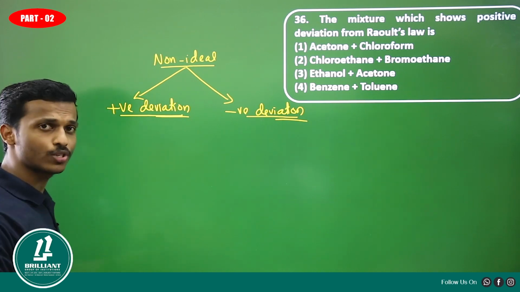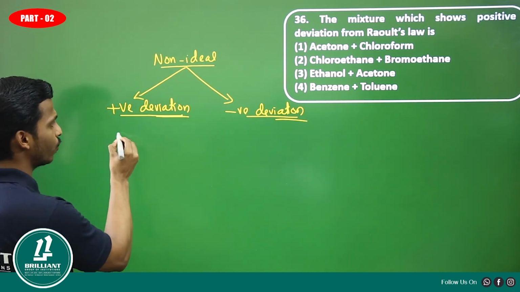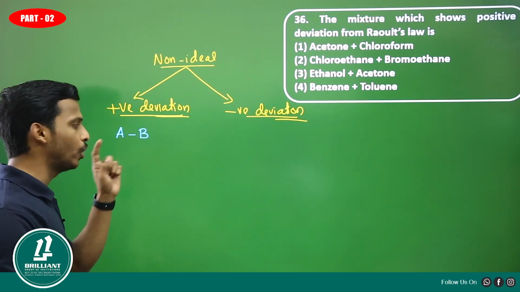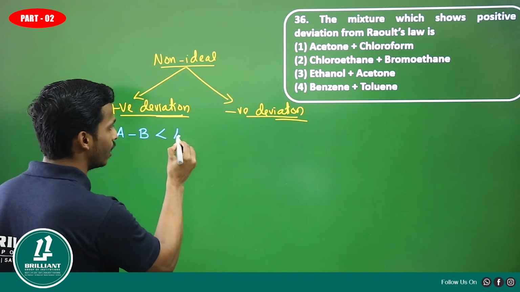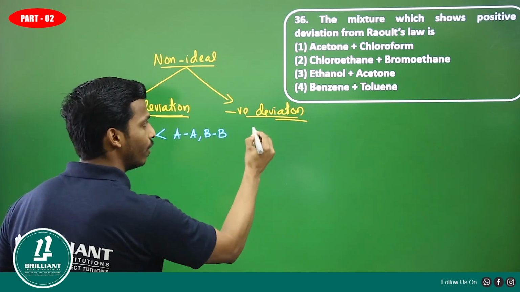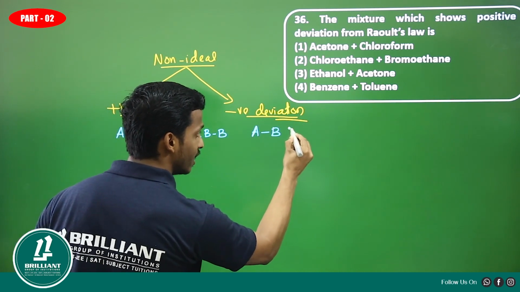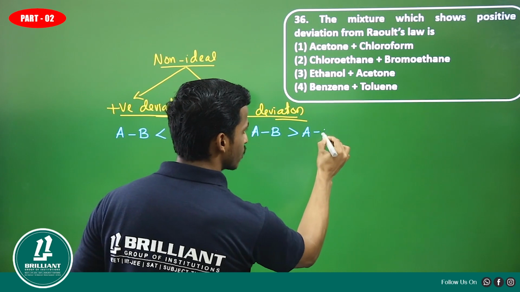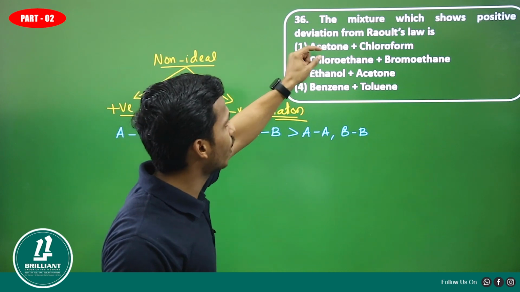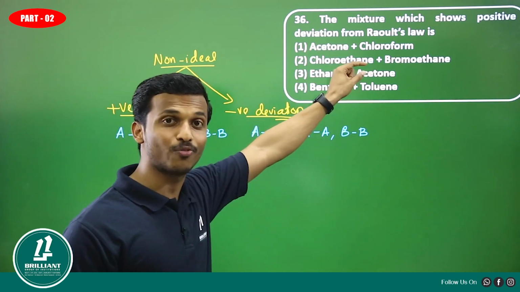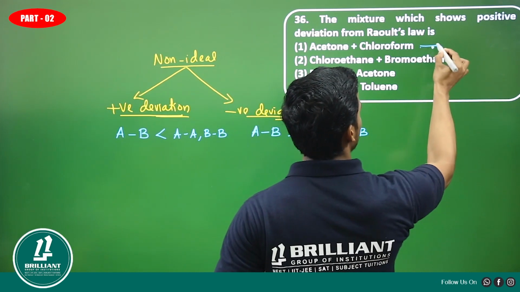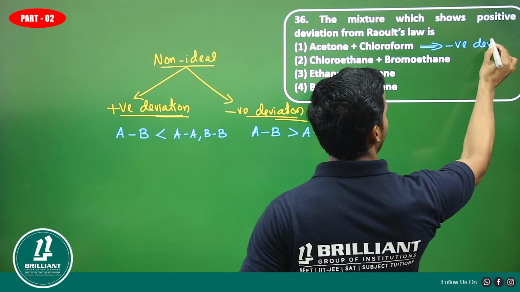In positive deviation, you studied a lot of examples. Positive deviation, what is the quantity, student? The A-B interaction. What is AB? Solvent-solute interaction is weaker than solvent-solvent and solute-solute interaction. So what about negative deviation? Solvent-solute interaction is greater than solvent-solvent and solute-solute interaction. See, acetone and chloroform, we studied in the deviation. Which one? Negative deviation, right? It corresponds to negative deviation.